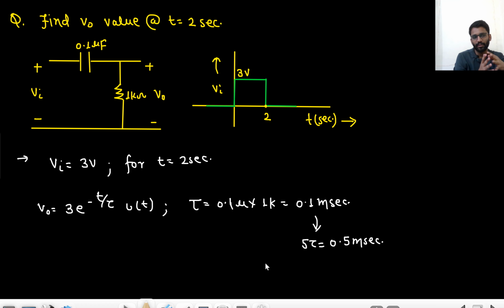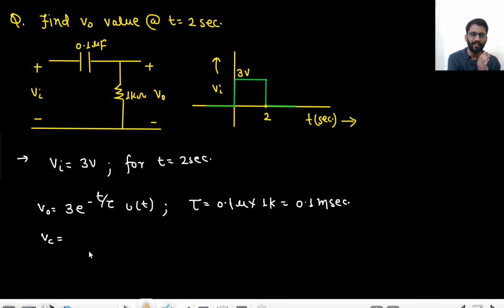Output voltage at t equals 2 seconds will be 0, right? Because this transient will take around 5 tau. 5 tau means around 0.5 millisecond to decay down. So after 0.5 millisecond, V naught will be 0. After 0.5 millisecond, that means the capacitor will be charged to 2 volt, right? So I am writing the equation of V naught, along with the equation of Vc as well.